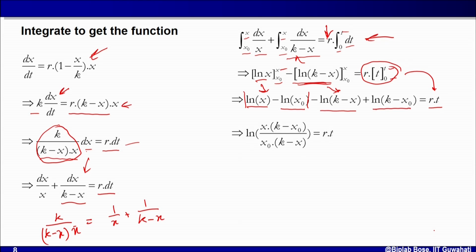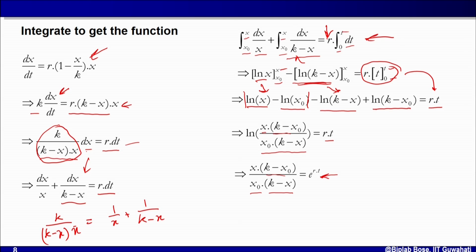So if I simplify further, coupling all those logarithmic terms together, I get ln of x into (K minus x naught) divided by x naught into (K minus x) equal to RT. I will do further rearrangement. I am taking the log out. So I get x into (K minus x naught) divided by x naught into (K minus x) is equal to e to the power RT, an exponential term on my right hand side.